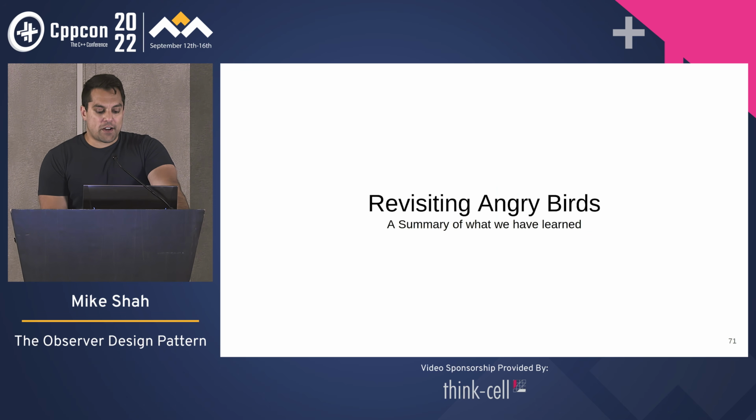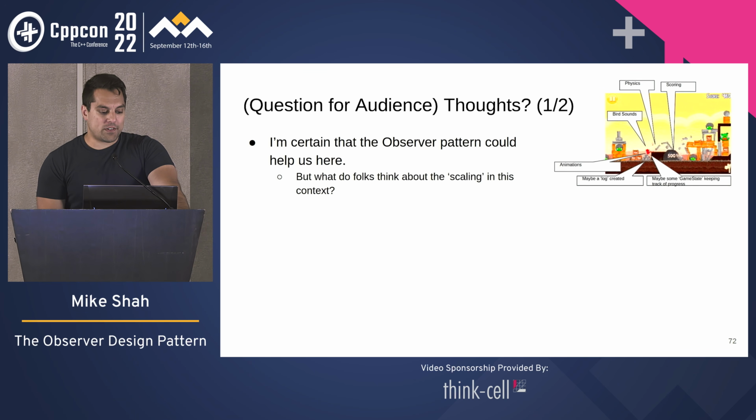Okay, so let's revisit Angry Birds and summarize here a little bit. And this is for you folks to answer. But I think the observer pattern here could help us, right? We have this bird who's pretty interesting. It's doing a lot of things. This is our subject, and we can subscribe a bunch of these subsystems waiting to do something interesting. But my question here, as many questions do, falls back to scaling. What do folks think about this? How does this scale? In this case, I have, let's see, 1, 2, 3, 6 observers for this one bird. That seems reasonable.